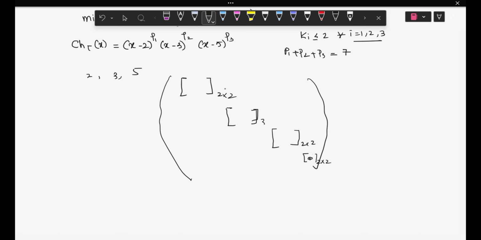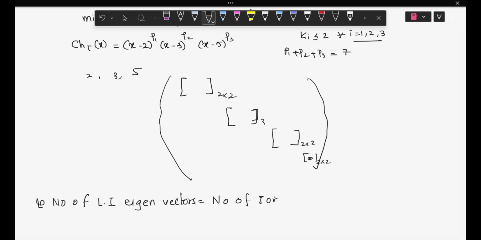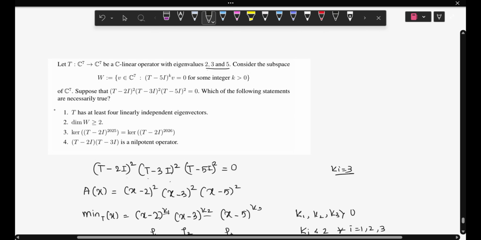Now, the number of linearly independent eigenvectors is equal to the number of Jordan blocks. Now it has at least 4 Jordan blocks. The minimum number of Jordan blocks has to be 4. So it has at least 4 linearly independent eigenvectors. So option 1 has to be correct.